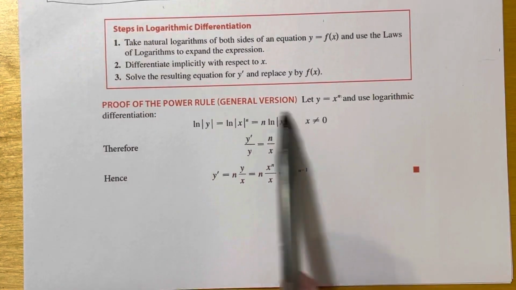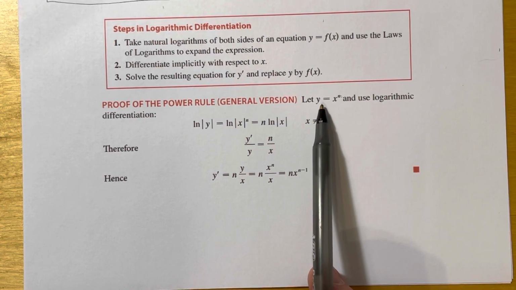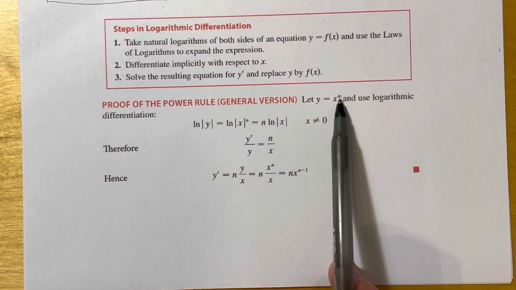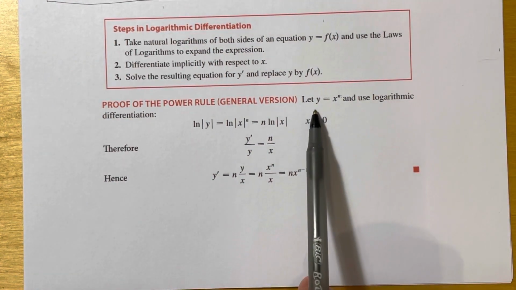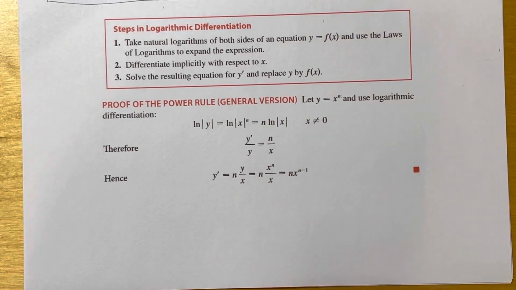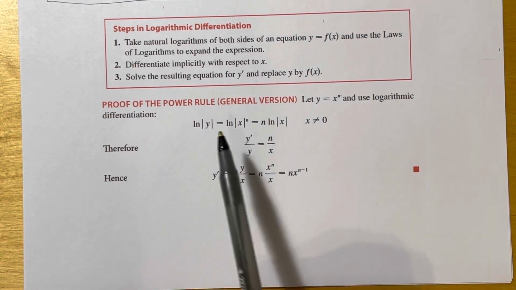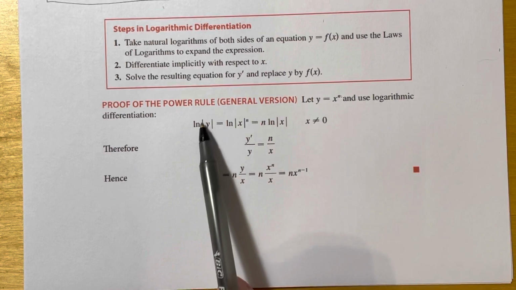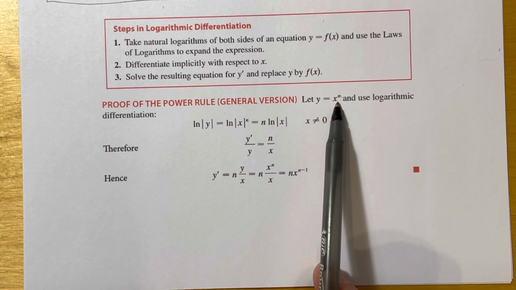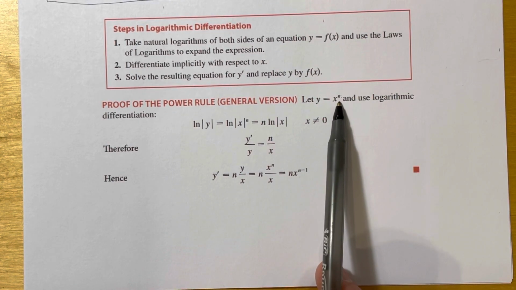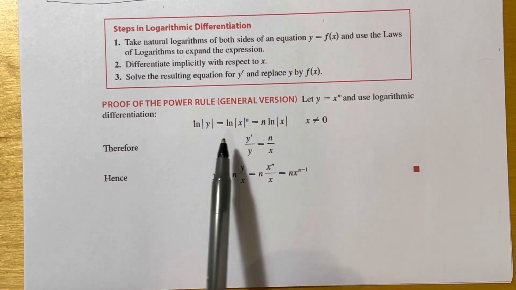So in order to prove the general power rule, let's let y equals x to the n, and we're assuming n can be any real number now. What we're going to do is do logarithmic differentiation. Now, this is straight out of your book. You'll notice they took absolute values first. The absolute value of y, absolute value of x to the n, which would be the same thing as absolute value of x raised to the power of n.